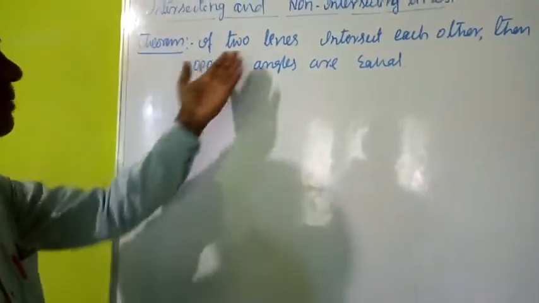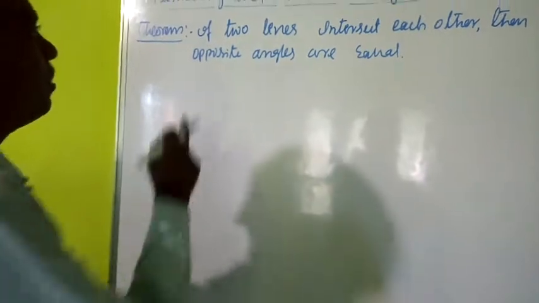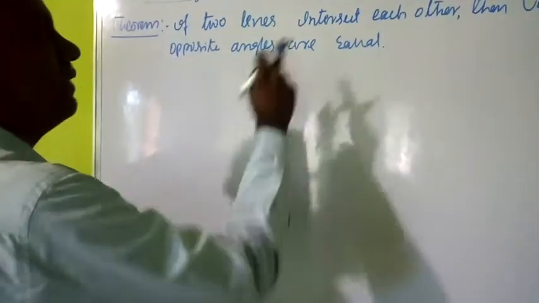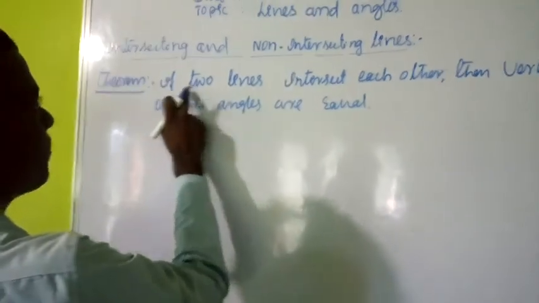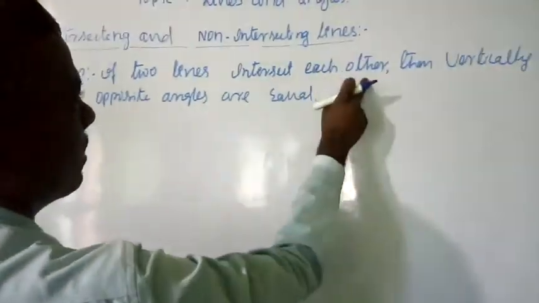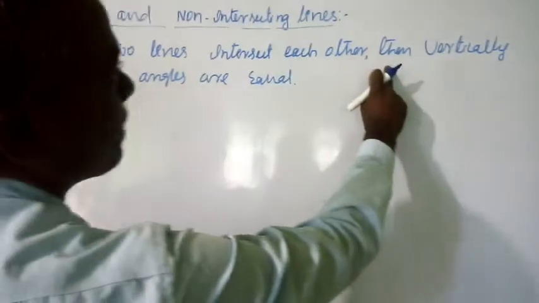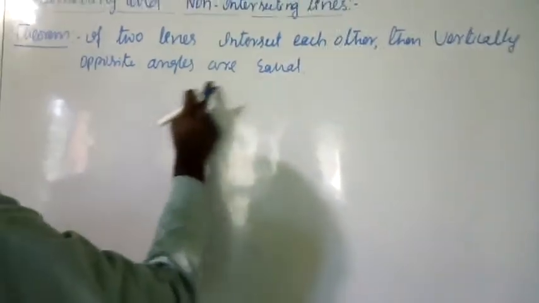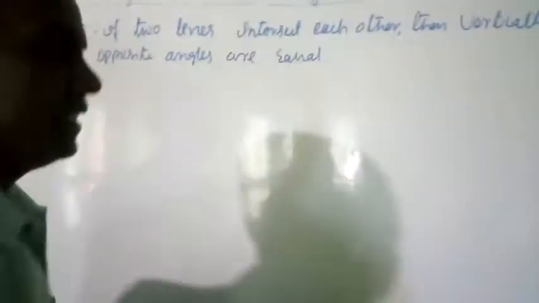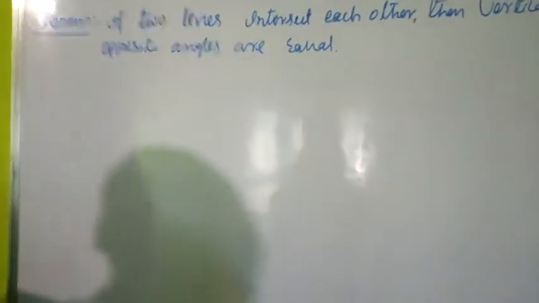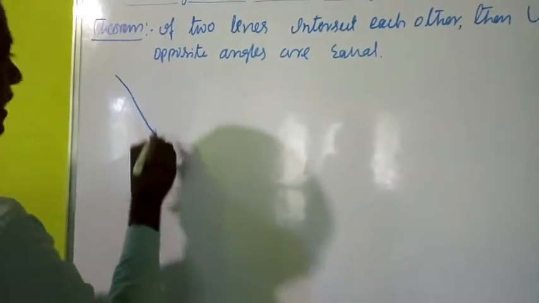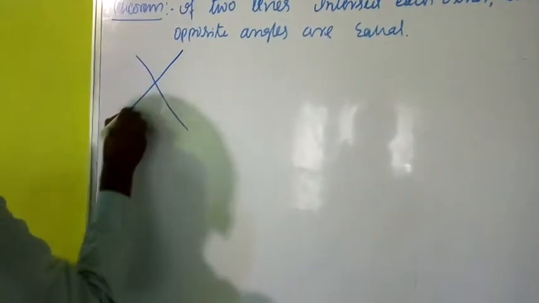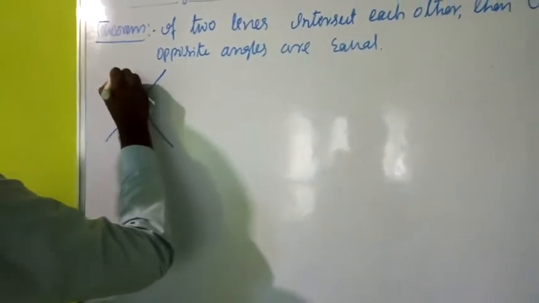It means your statement contains two parts. The first part is what is given, and the second part is what we are going to do. See, in this statement, if two lines intersect each other is given, then vertically opposite angles are equal is what we are going to prove. For this, the first step, if you want to prove any theorem, is that a diagram is necessary.